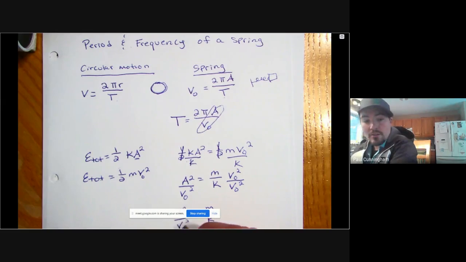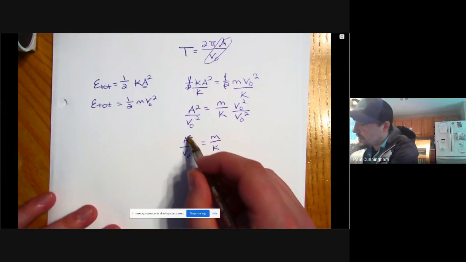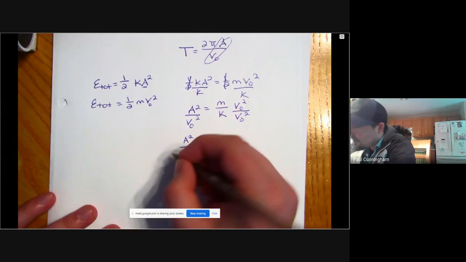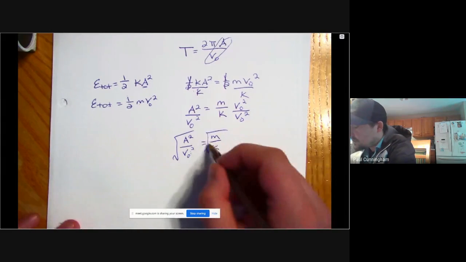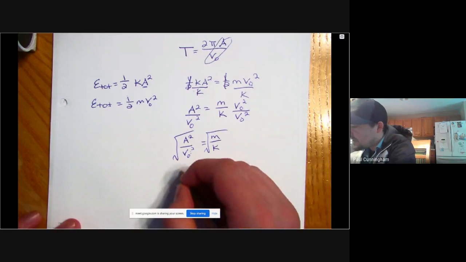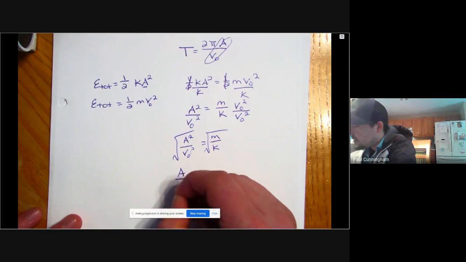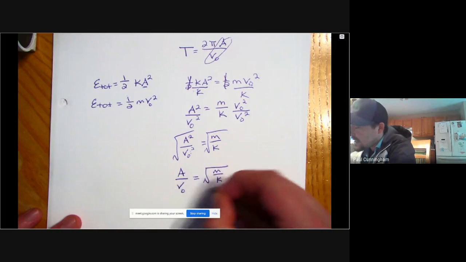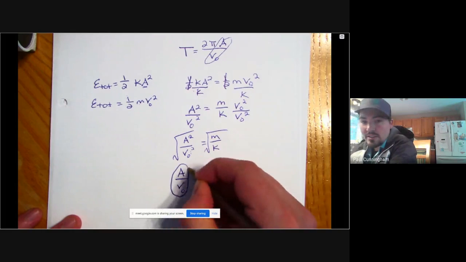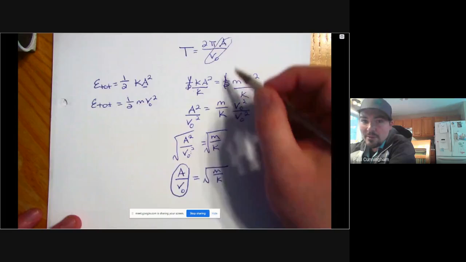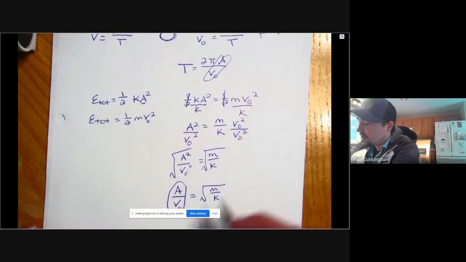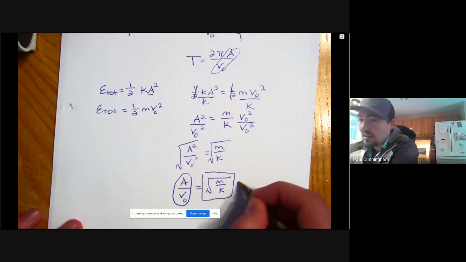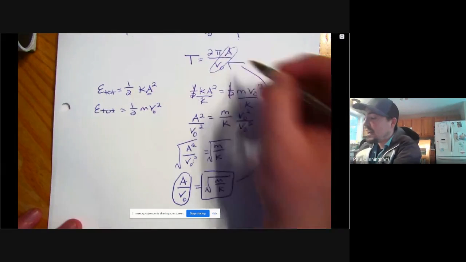Notice these are both perfect squares, so I can just take the square root. We're only really interested in the positive answer, so I'm going to leave it as the positive. This ends up giving you A over v sub 0 equals the square root of m over k. Why is this a good thing? Because now I have this relationship of A over v sub 0, which is exactly what I had up here. So all I've got to do is make this substitution and put it into that period formula. And this makes life a lot easier.